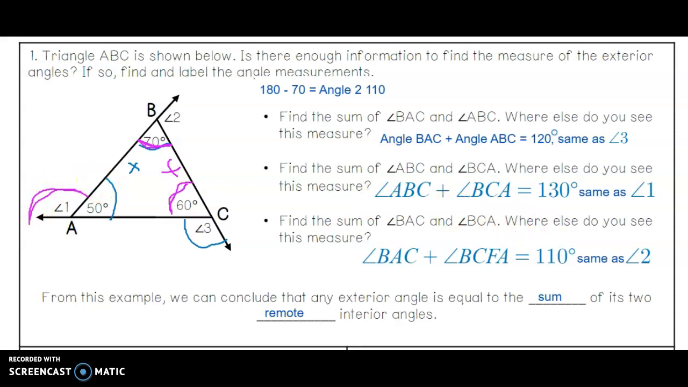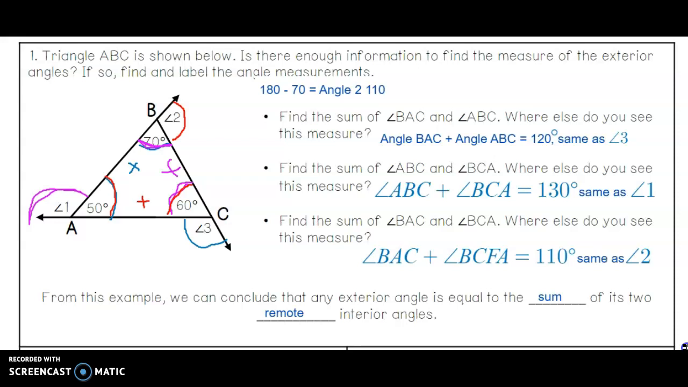So let's find one more color. We'll go with red. So we have angle 2 left. This is what we're focusing on here. That's the only one left. And what our rules tell us is that if you take 50 degrees and 60 degrees and add those together, they are inside the triangle. They are not next to, they are remote from angle 2. They're going to equal 110 degrees. So angle 2 is going to equal 110 degrees.